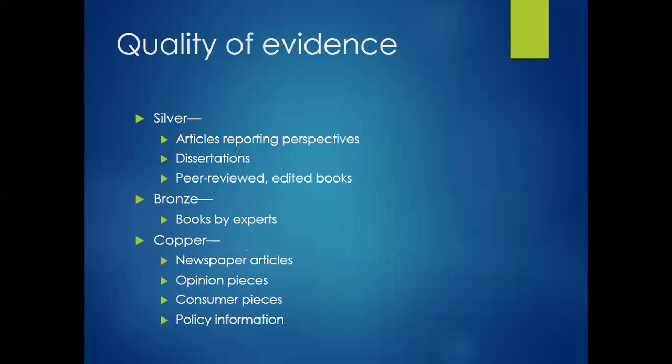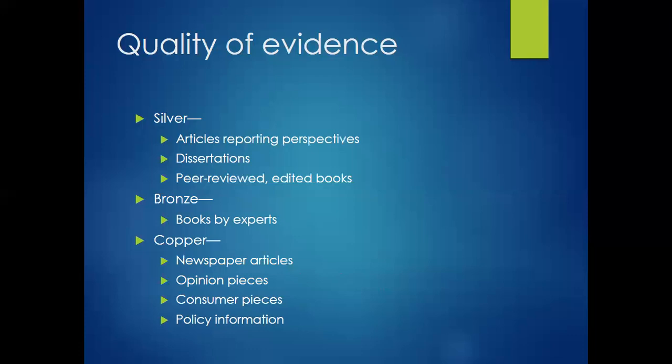Silver level will be articles reporting perspectives. Those are going to be less valuable because you cannot review the research materials, the research that was done itself. You have to take the author's opinion as being valuable, and you won't be able to have a way to judge for yourself. Dissertations also fall in there, and peer-reviewed edited books. So those are less valuable. Those are not something that you want to use as your main type of data source in your literature review.